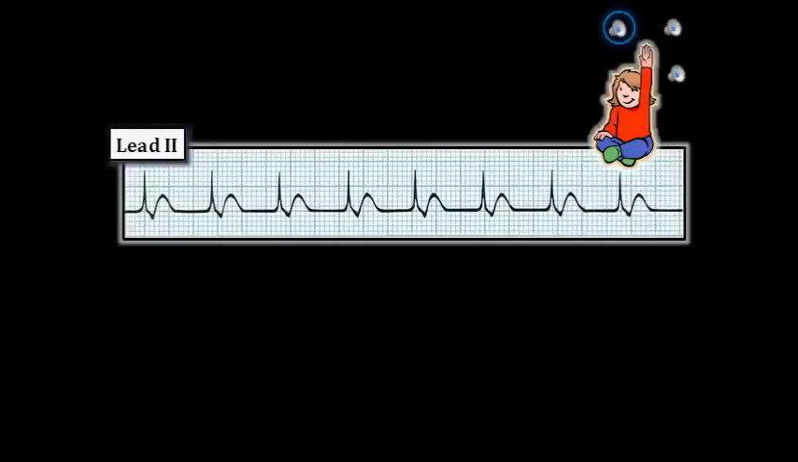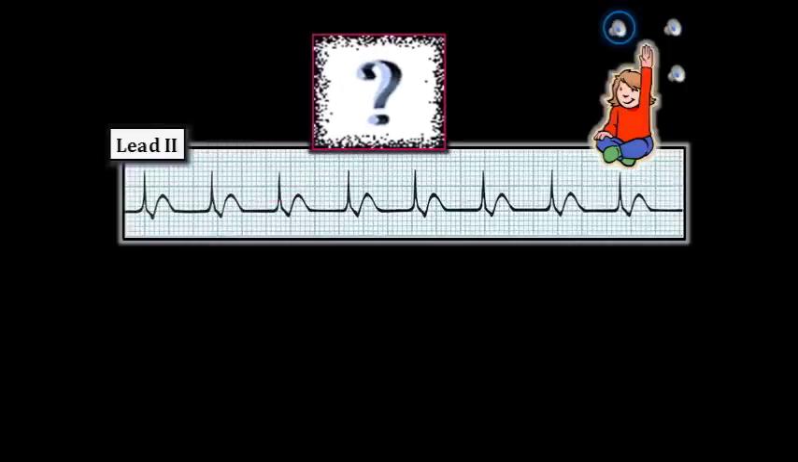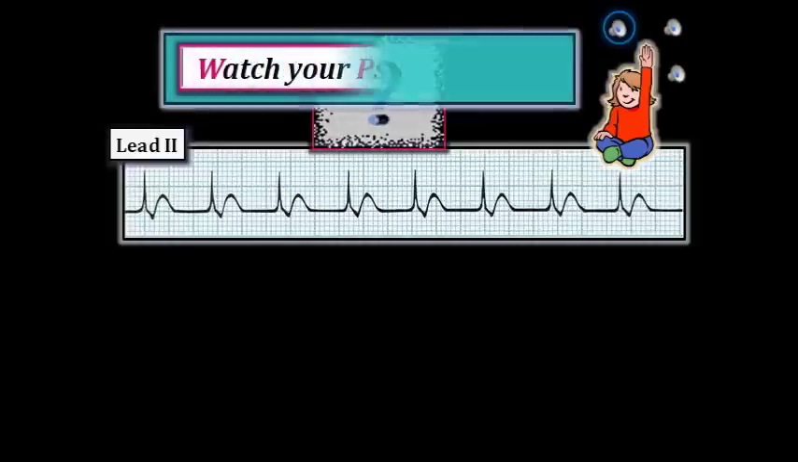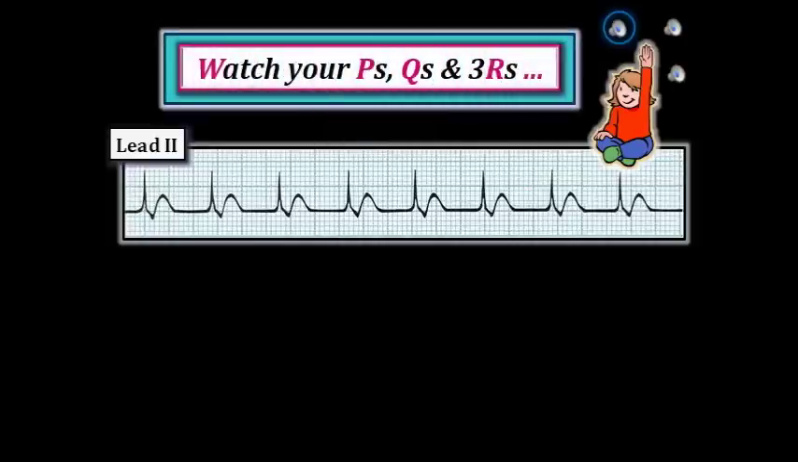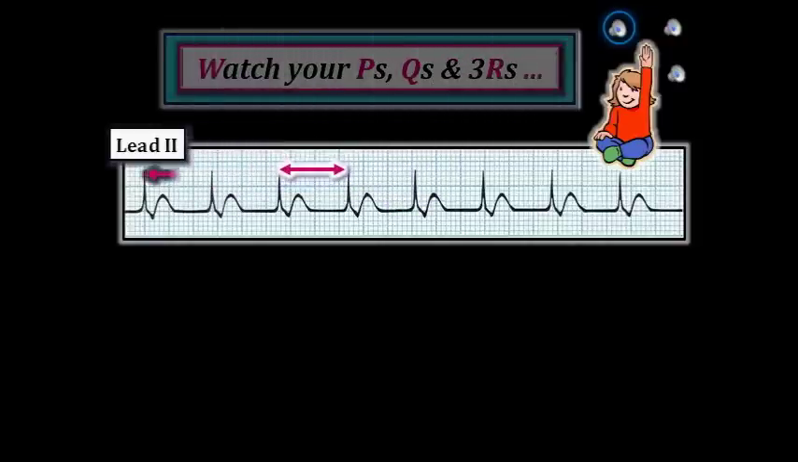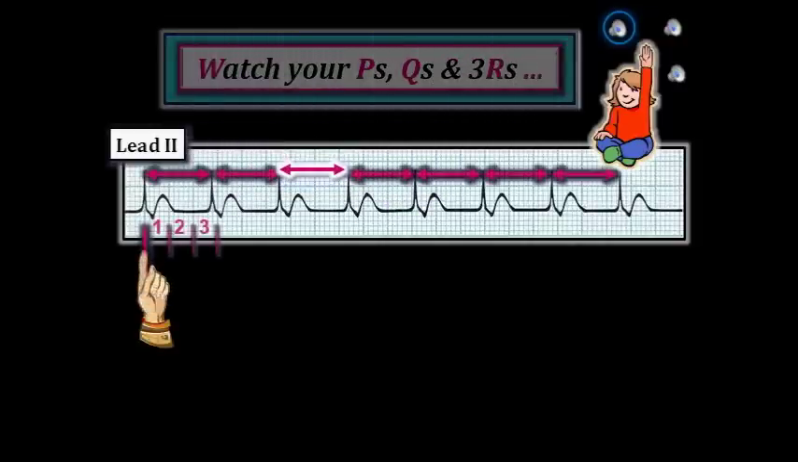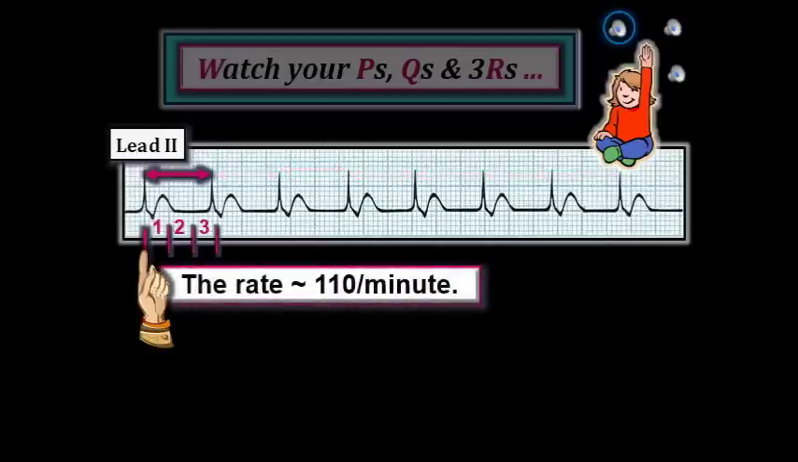Let's put these concepts together with this tracing. What is the rhythm? As always, we need to resist the urge to jump at a specific rhythm diagnosis and instead systematically address ECG findings by the 5 parameters of the P's, Q's, 3R approach. The rhythm in this tracing looks to be regular. The rate is fast, with an R to R interval that is slightly less than 3 large boxes in duration. Therefore, the rate is slightly over 100 per minute.